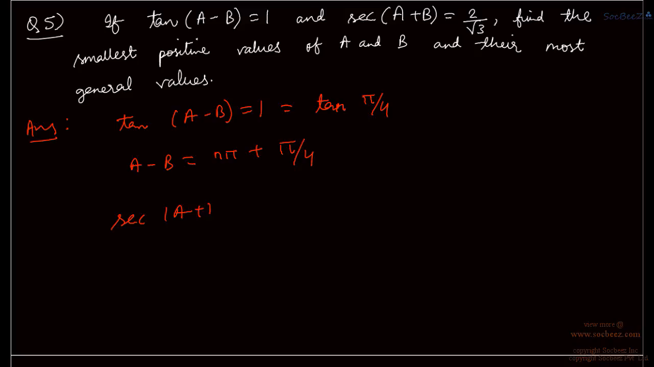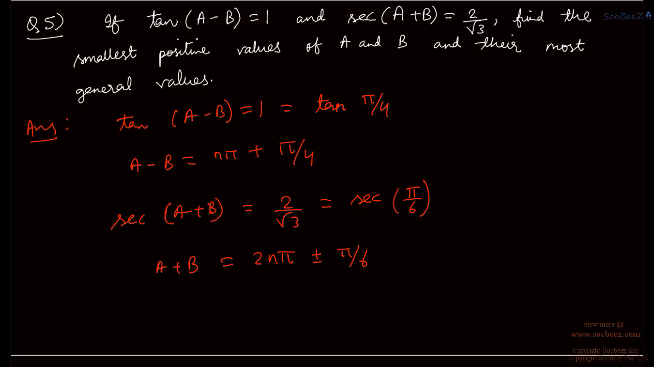Now on the other hand, secant of a plus b equal to 2 by root 3 means, now cos of 30 or cos of pi by 6 is root 3 by 2, secant of pi by 6 is 2 by root 3, right? So we'll rather turn it into cos. Cos of a plus b is equal to cos of pi by 6, or a plus b is equal to 2n pi plus or minus pi by 6, right?